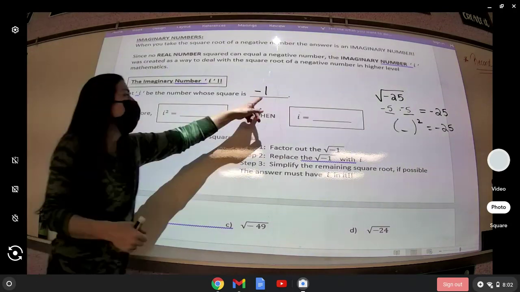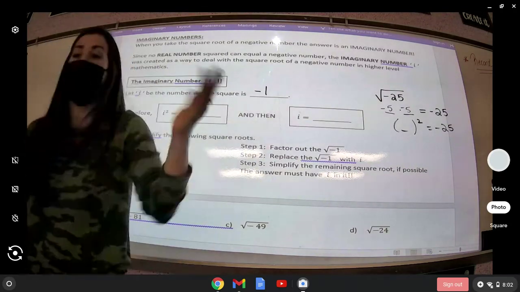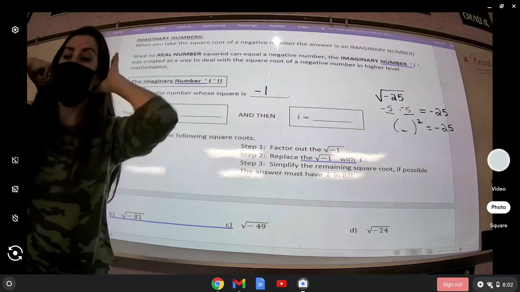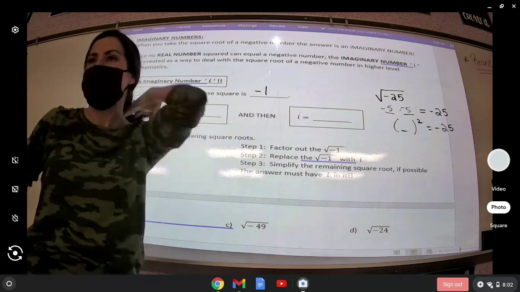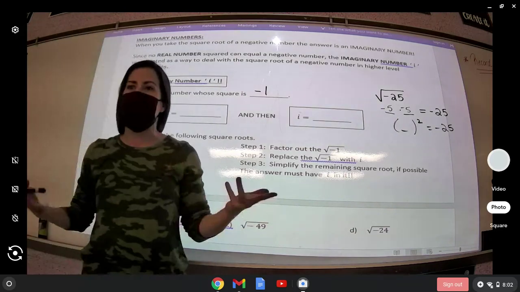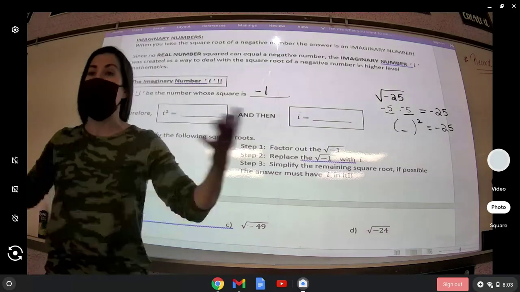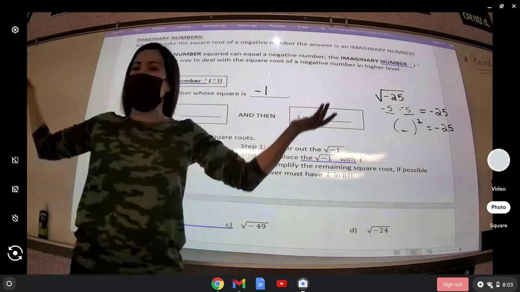Mathematicians way back in the day created this number. Why did they let it be negative 1? They had all the control. They created this number. Why not let i be the number whose square is negative 2? Or 8, which is my favorite number. Why not let i be the number that when you square it, it equals negative 8?